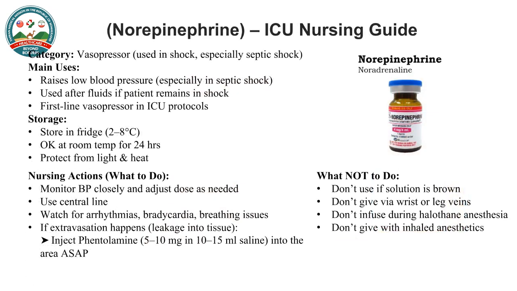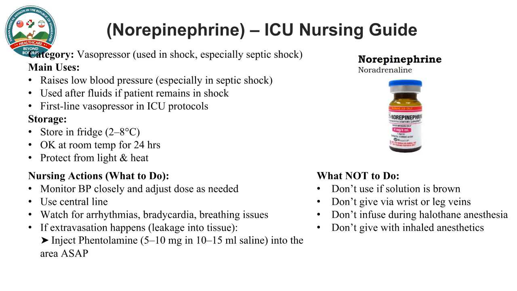In the previous slide, we introduced vasopressors as the main subgroup of hemodynamic support drugs. Among them, the most important and widely used is norepinephrine, noradrenaline. Norepinephrine is considered the first-line vasopressor, especially for patients with septic shock. Its main uses are to raise low blood pressure, particularly in septic shock, to be given after fluids. If the patient remains in shock, it is recommended as the first-line vasopressor in most ICU protocols.